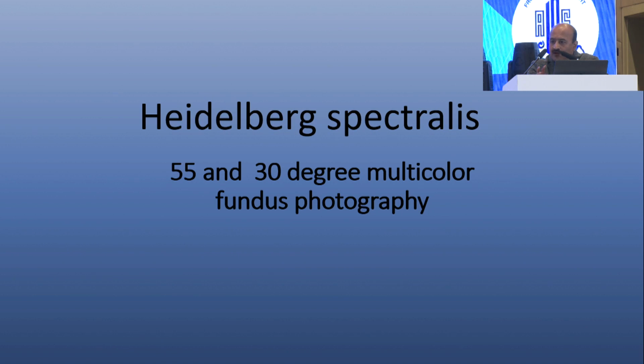Now, fundus color imaging with the Heidelberg Spectralis. Basically this machine comes with three lenses. One is a 30-degree lens, meant for the posterior pole, a 55-degree lens which goes up to the equator, and an ultra wide field lens of 102 degrees. Color imaging is possible only with the 30 and 55. With the ultra wide field 102 imaging, it is not possible.